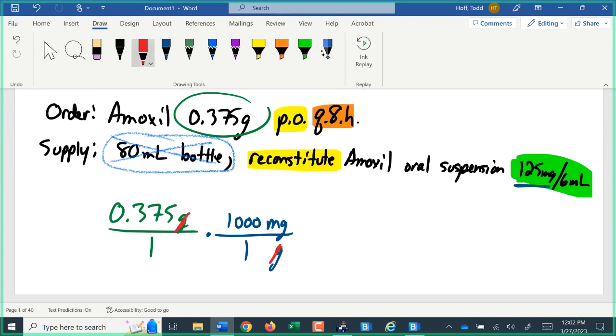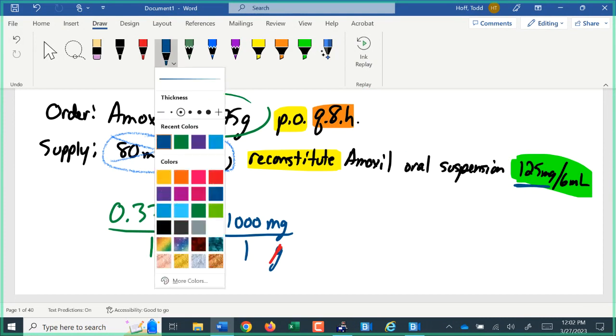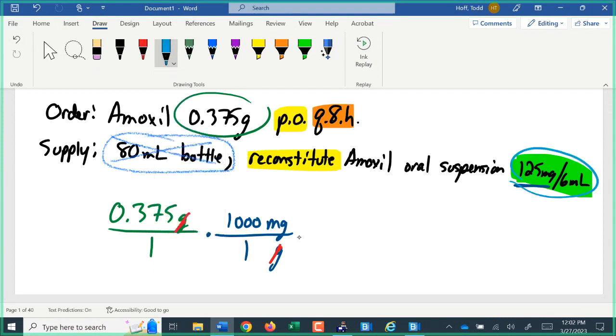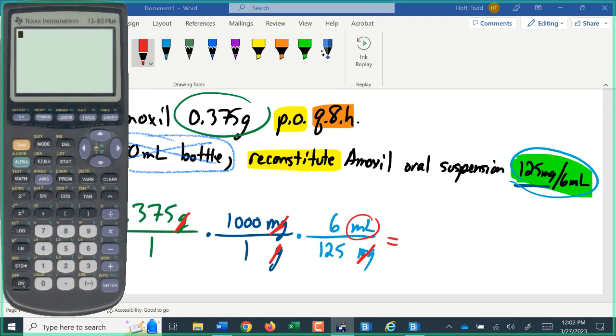We're now in milligrams as our unit, which is not what we want, but it allows us to use this equivalency then. We'll put milligrams on bottom to cancel it out. That's 125 milligrams in 6 milliliters. Now the milligrams cancel out. The only unit we have left is milliliters, which, since this is a fluid medication, is what we want to administer to our patient. So on top there, we have 0.375 times 1,000, giving us 375, times 6 gives us 2,250.